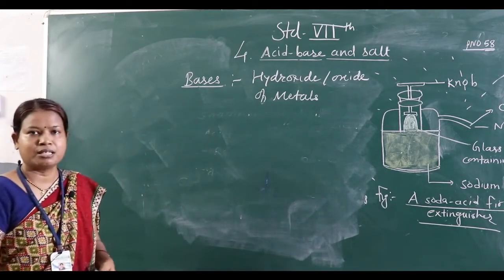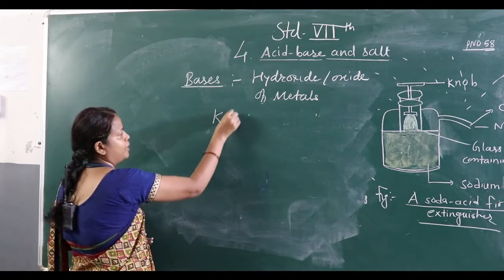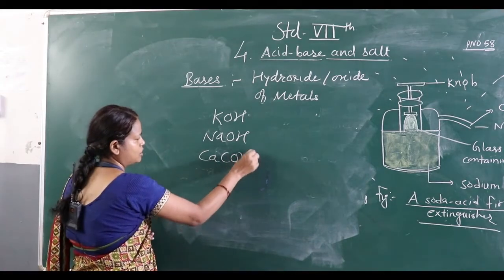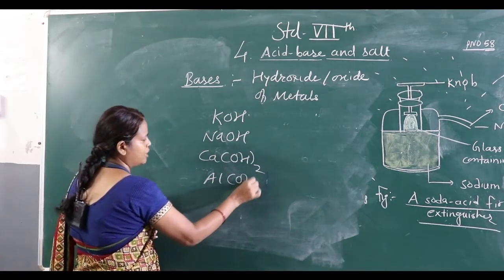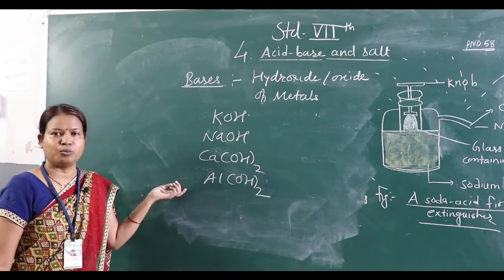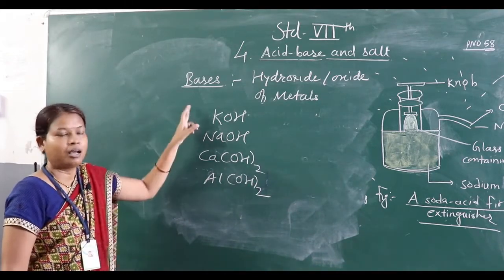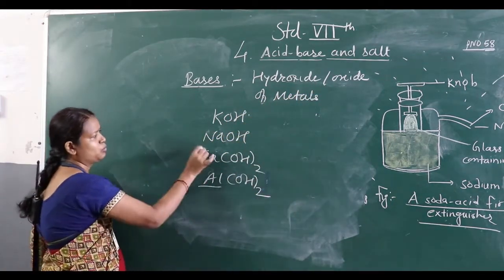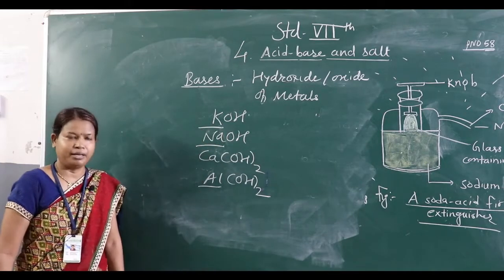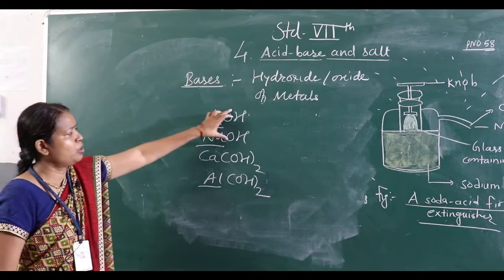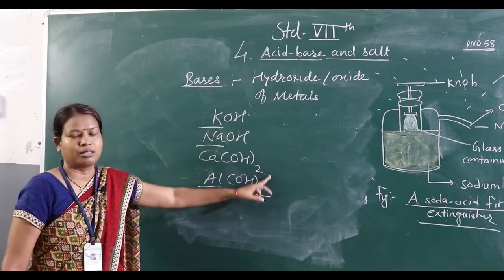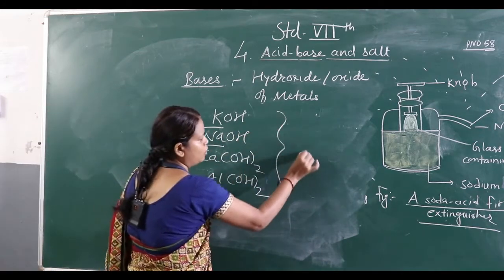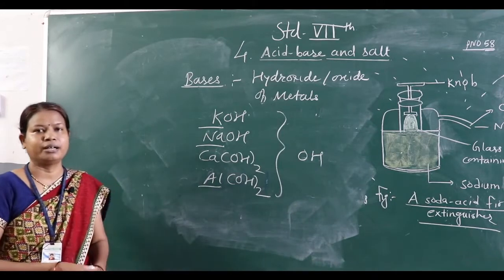What are the examples of bases? You all know potassium hydroxide, sodium hydroxide, calcium hydroxide, aluminium hydroxide. So many examples are given in your book also. All these are the hydroxides or oxides of metals. Aluminium is a metal, sodium is a metal, potassium is a metal. After looking at all these formulas, one thing is clear here: all the formulas contain the OH ions.